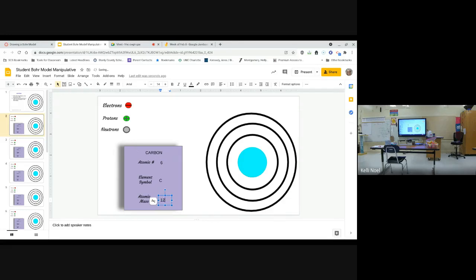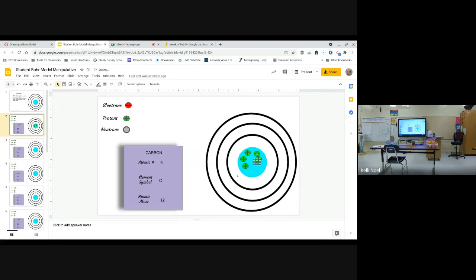Now, the atomic number tells me the number of protons. So I need 6 protons in this circle. I'm going to drag 6 of these inside the circle. This is in our notes, right? How did you drag? You're just clicking on them. Oh, they're stacked on each other, so you click until you have 6 in here.